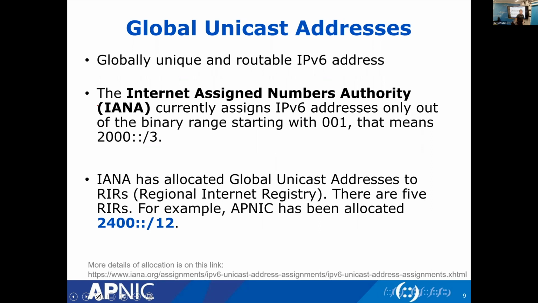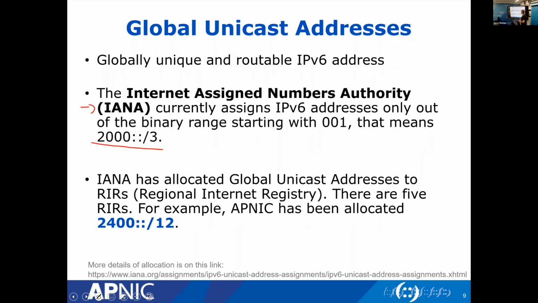So global unicast addresses, that is a globally unique and routable v6 address. This is like your public IPv4 addressing. These are all assigned by IANA, and they're currently only supplying out of the 2000::/3 block.